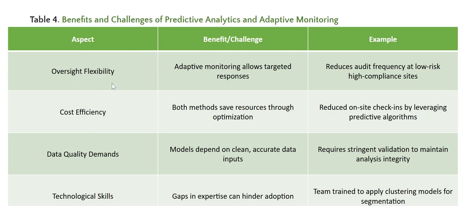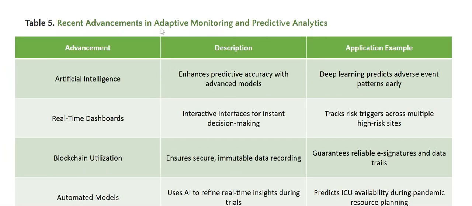Aspects: oversight flexibility, cost efficiency, data quality demands, technological skills, and regulatory balance. Recent advancements in adaptive monitoring and predictive analytics: advancement, description, application, example. Advancements: we have AI, artificial intelligence, real-time dashboards, blockchain, the audit trail system, blockchain utilization, automated models, and data harmonization.